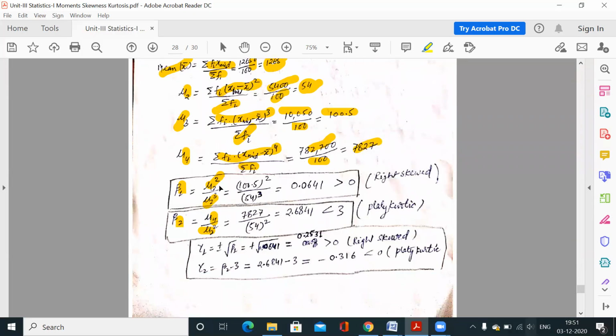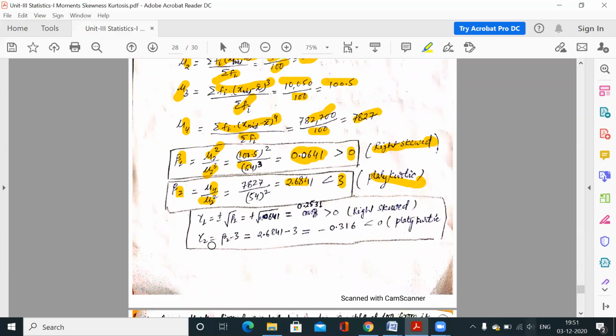So now beta 1 is this. So mu3 is 100.5 and mu2 is 54. So it is 0.06, which is greater than 0, which means right skewed. For beta 2 it is 2.65. Mu4 is this, mu2 is this. So 2.65, which is less than 3. This is platykurtic.